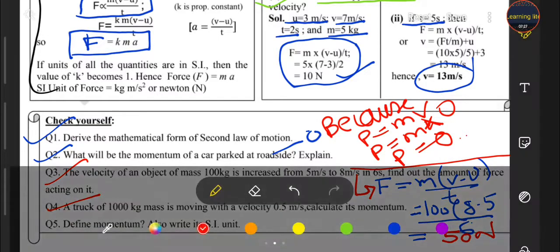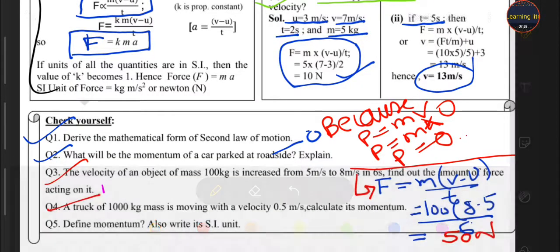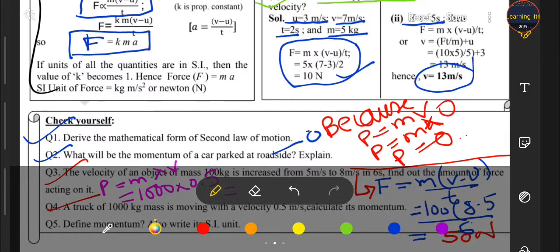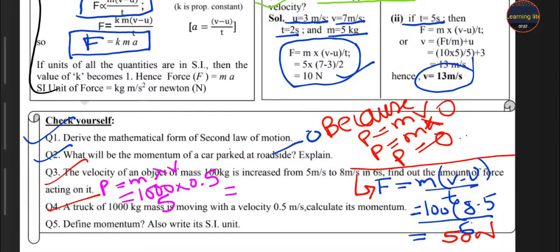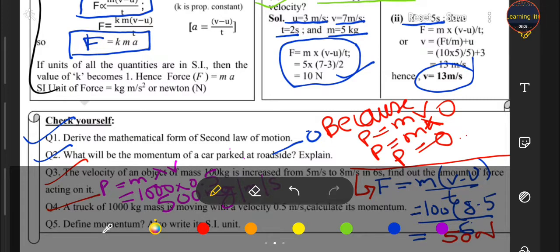Fourth question. A truck of 1000 kg mass is moving with velocity 0.5. Calculate the momentum. What is the formula of momentum, students? The formula of momentum is P equals m into v. Mass is 1000. Velocity is 0.5. So our momentum is 500 kg meter per second.